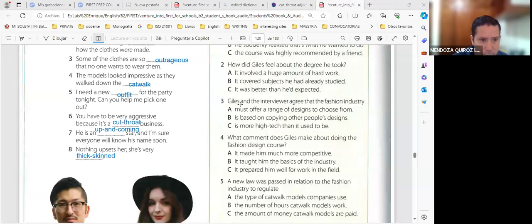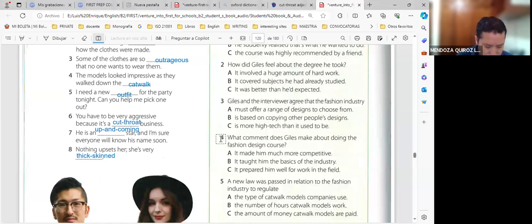It certainly gave us the grounding we needed, but nothing can really prepare you for what it's like to work every day in what is a real cutthroat business. There's so much competition out there. You've got to be really talented and a bit pushy if you're going to succeed.